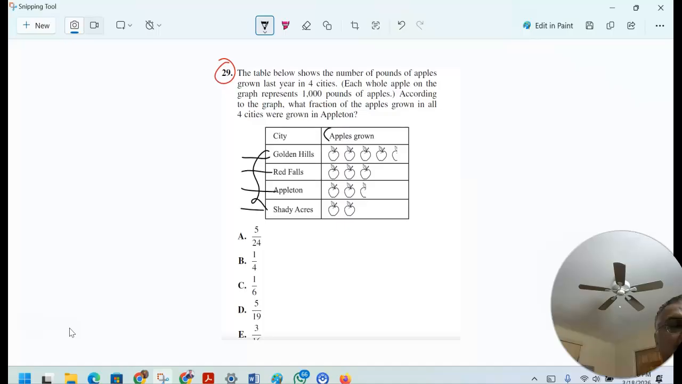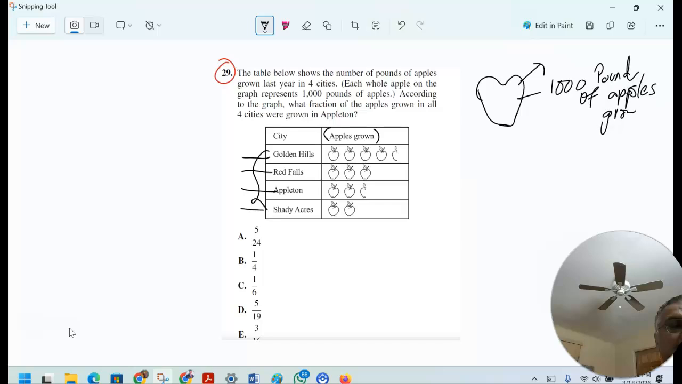So question number 29 says: in 4 cities, these are the cities, 1, 2, and so on, apples are grown, and each of these symbols stands for 1,000 pounds of apples grown.